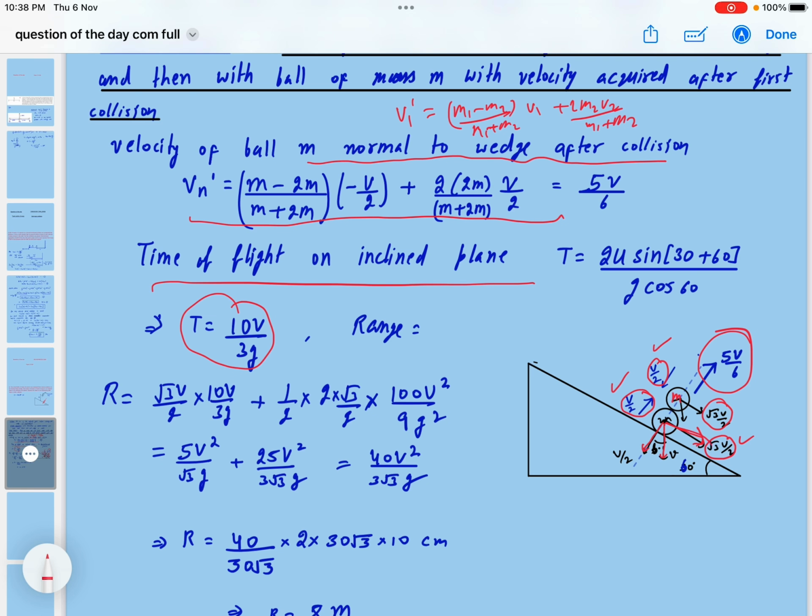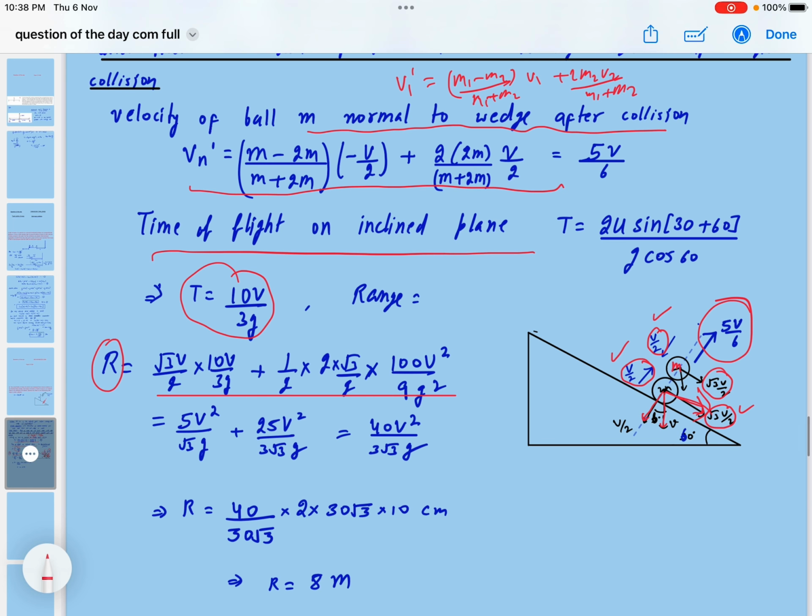Now the range along the inclined plane. Range is ut plus half at square, that formula we are applying, and then we get the range. A little bit of calculation is there in this question, otherwise conceptually it is not that difficult. We only need to visualize properly what is going on, what data they are giving, and what we need to do first. All small things we need to take care of. Then after doing the calculations we finally get the range as 8 meter. So that is our answer.